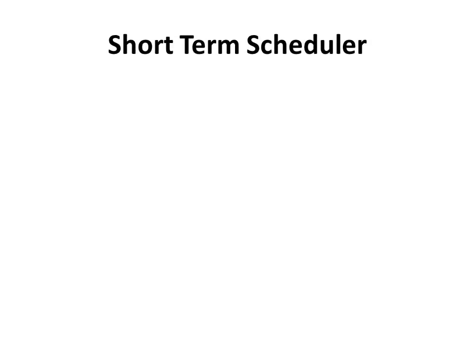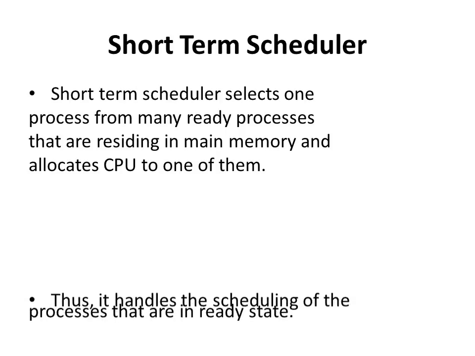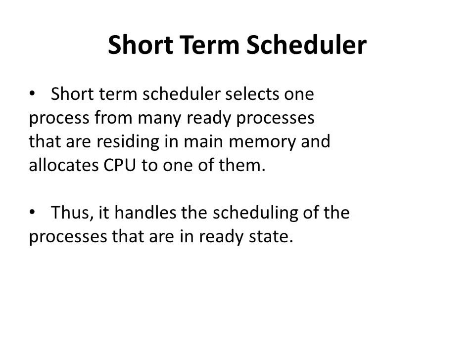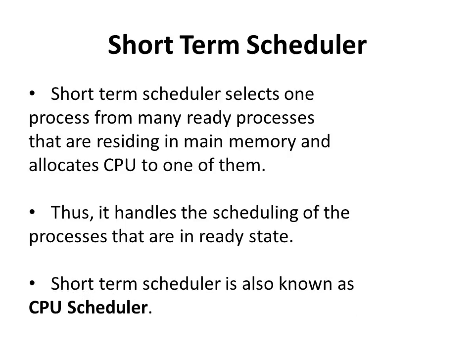And short-term scheduler. Short-term scheduler selects one process from many ready processes that are residing in main memory and allocates CPU to one of them. Thus, it handles the scheduling of the processes that are in ready state. Short-term scheduler is also known as CPU scheduler.